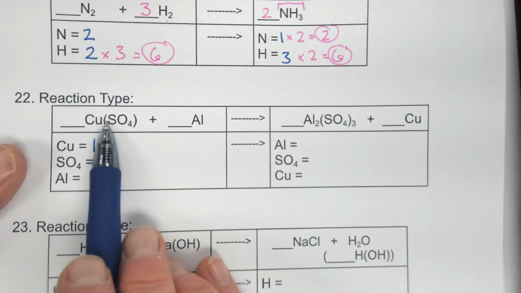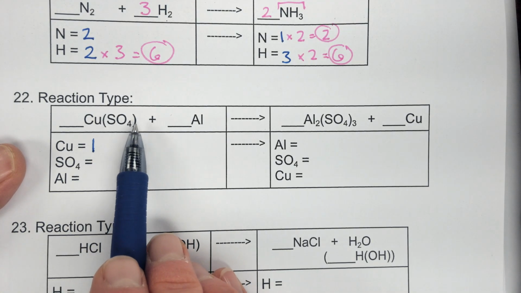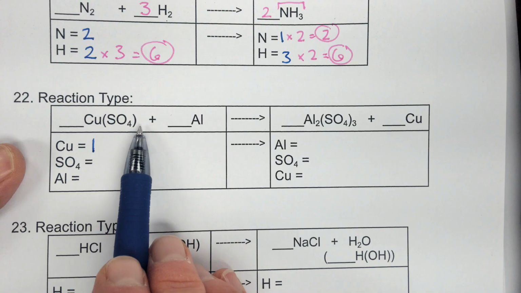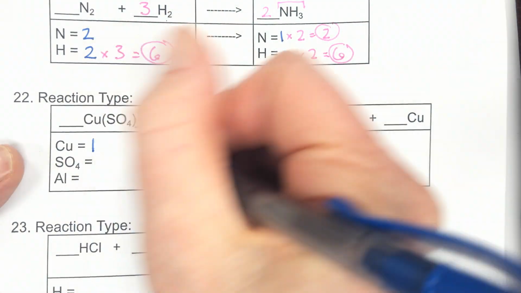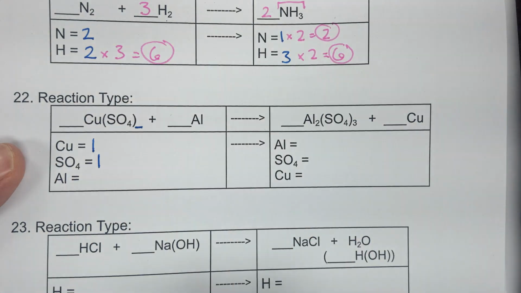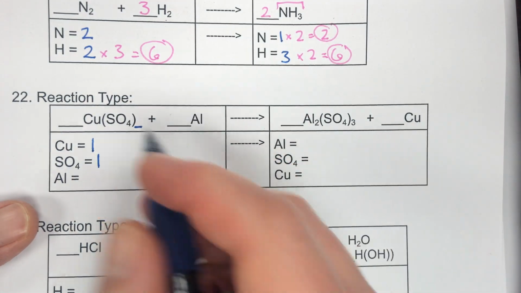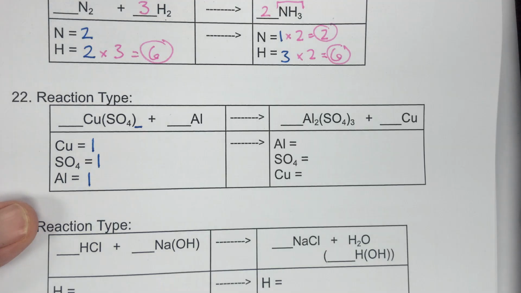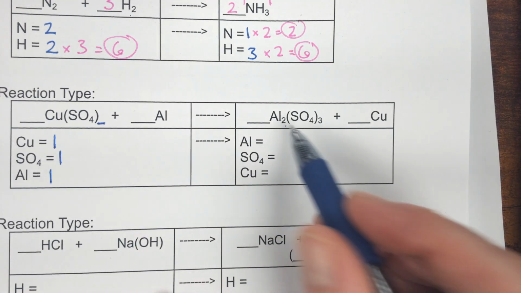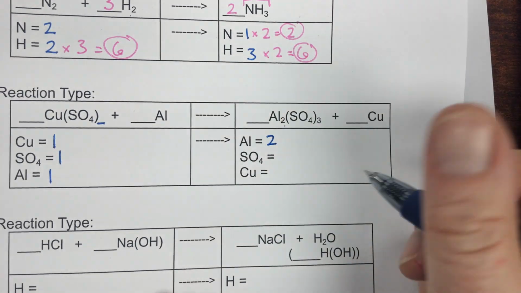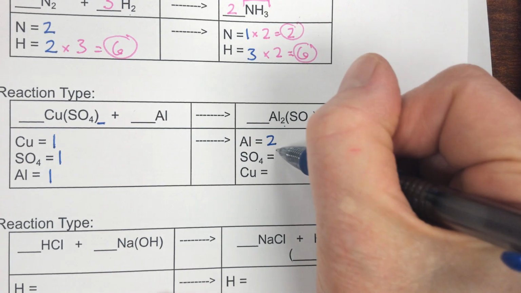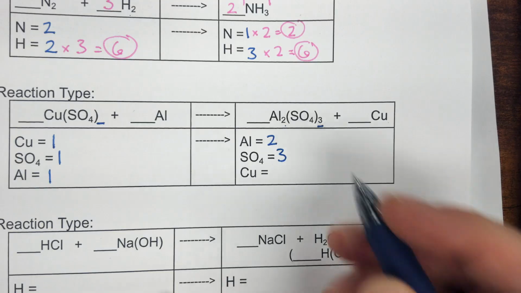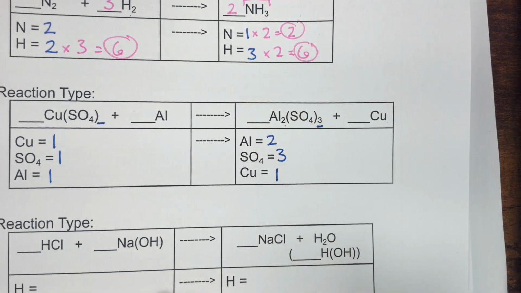Copper is equal to 1. Sulfate, there is no subscript outside of the parentheses. So I'm looking right here. Nothing there means it's equal to 1. Aluminum is a single, so that's equal to 1. On the other side, aluminum is equal to 2. Sulfate has a subscript of 3 on the outside. And copper has no subscript, so that's a 1.